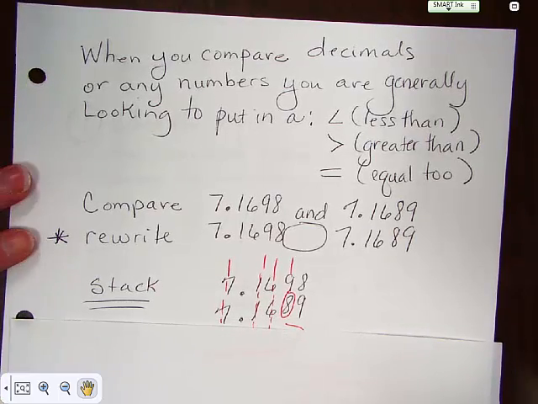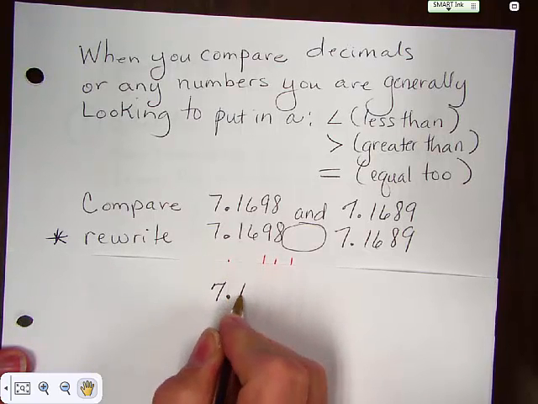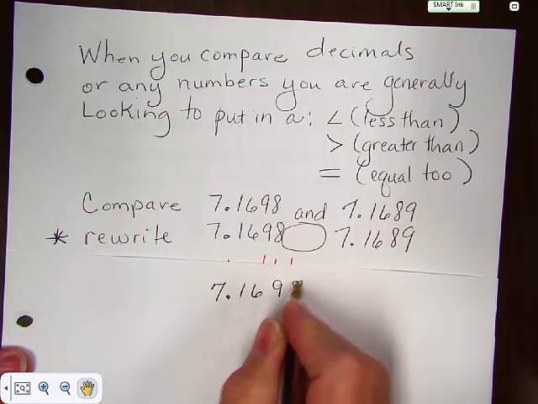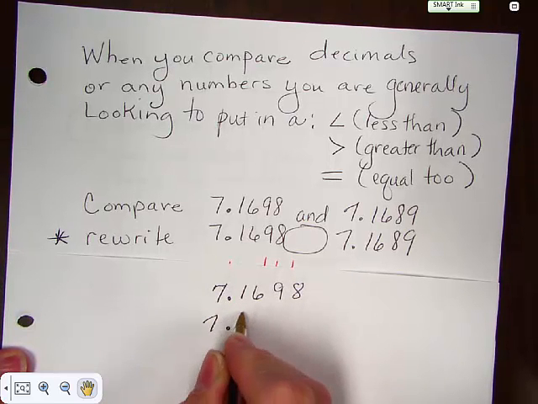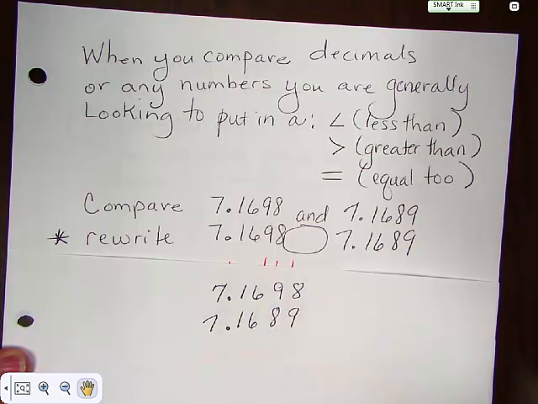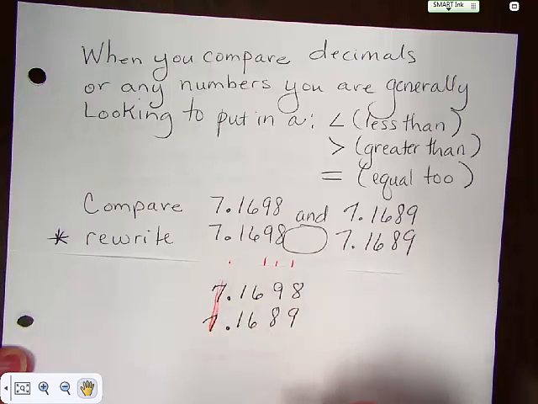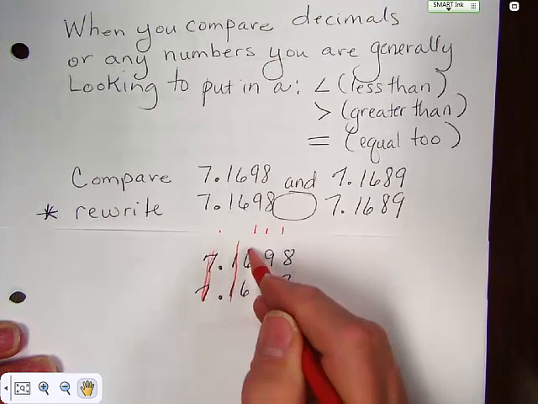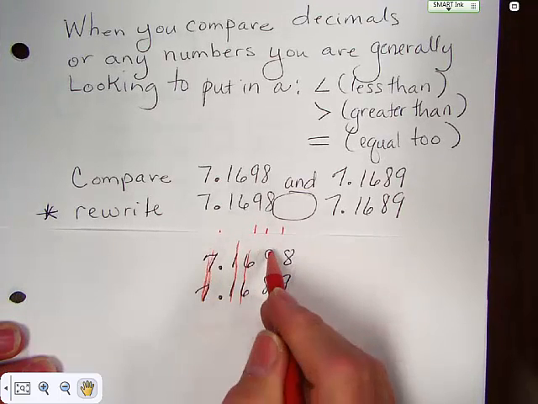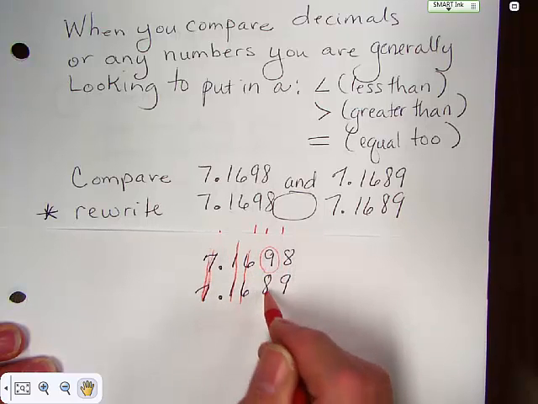Then, stack them. Now I'm going to go back, cover this up, and just write them like this: 7.1698 and 7.1689. Now I'm going to compare them, and as I compare them, think about what I've said before. We look at the 7s. They are the same. We look at the 1s. They are the same. We look at the 6s. They are the same. Now, we look at these two, and the 9 is larger than the 8.